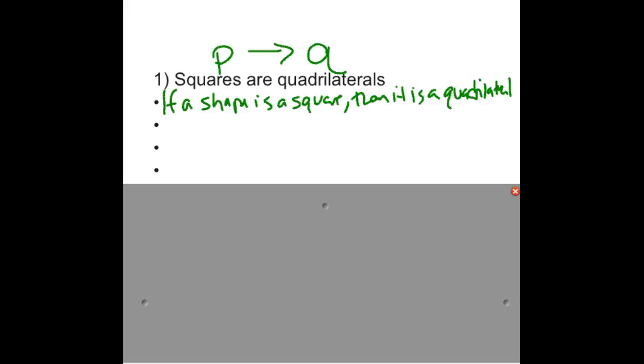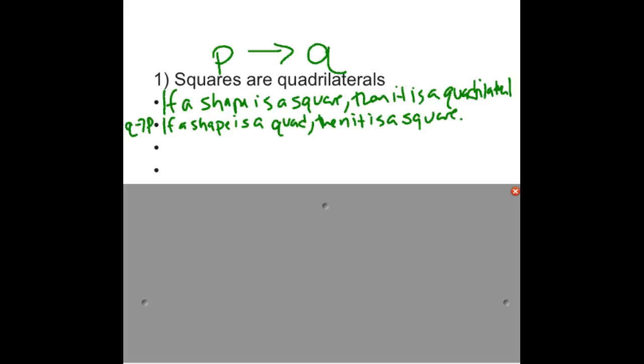This is our conditional. From our conditional, now we're going to come to our converse. Now our converse switches the order. It says Q arrow P. So we're going to say if a shape is a quadrilateral, and I'm going to abbreviate quadrilateral as quad, then it is a square. And notice we're not even worrying about the true and false values right now.